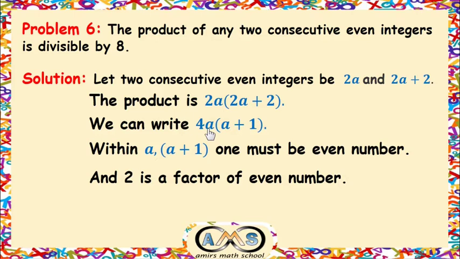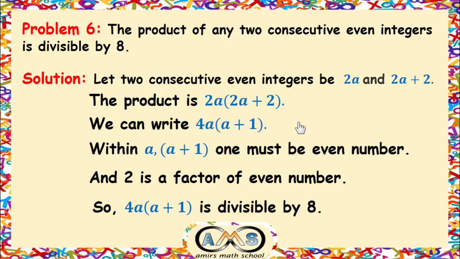So, within this a and a plus 1, one number must be even and 2 is a must factor between these two numbers. So, if 2 is a factor and then multiplying with 4, which is equal to 8. So, 4a into a plus 1 is divisible by 8. So, we can say the product of any two consecutive even integers is divisible by 8.